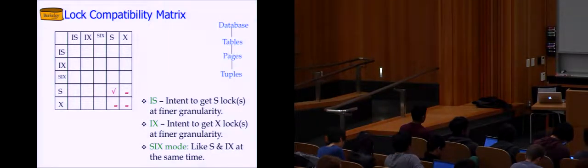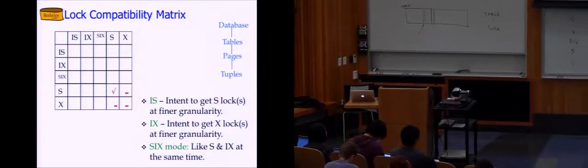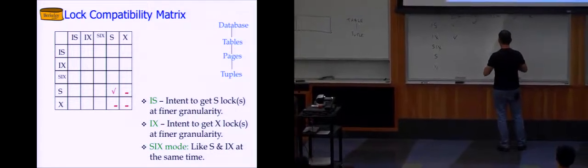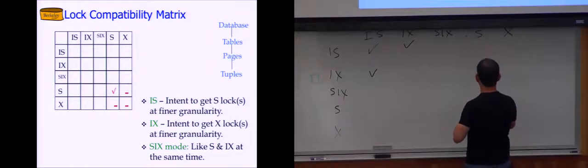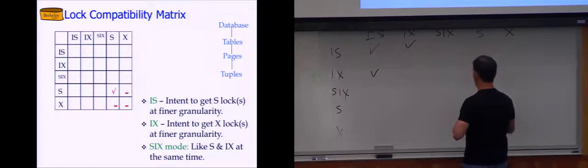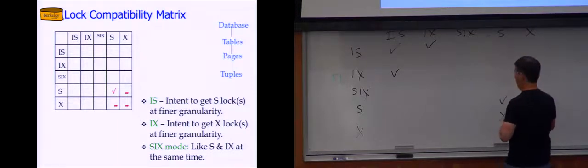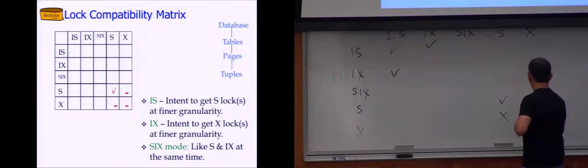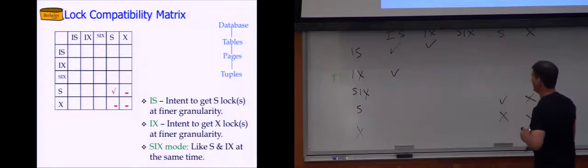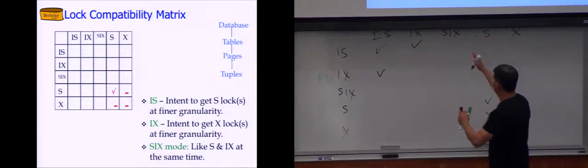Let's skip SIX for a second because it just makes our lives difficult. We know how S and X work out. S is compatible with S, right? So if you want a shared lock on the table and I want a shared lock on the table, that's cool. We know S is not compatible with X, and X is not compatible with X, right? Okay. We're going to skip the SIXs for a second.